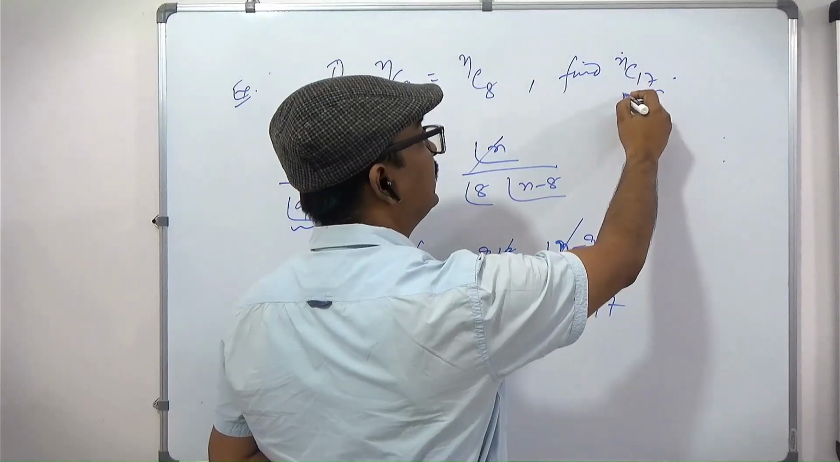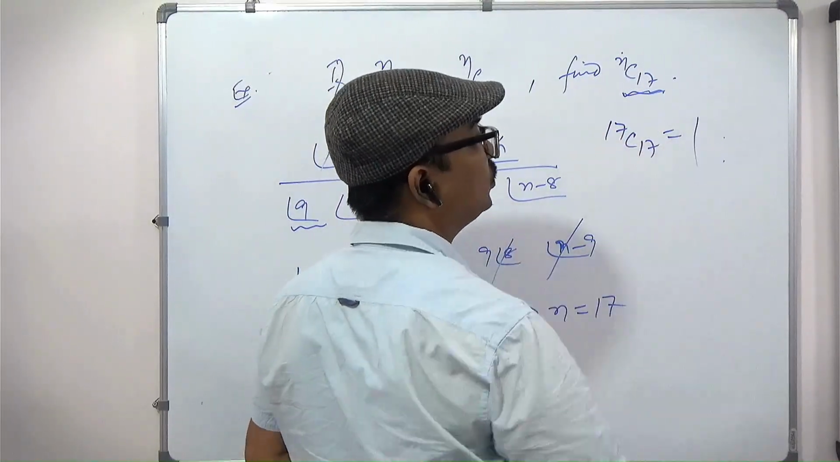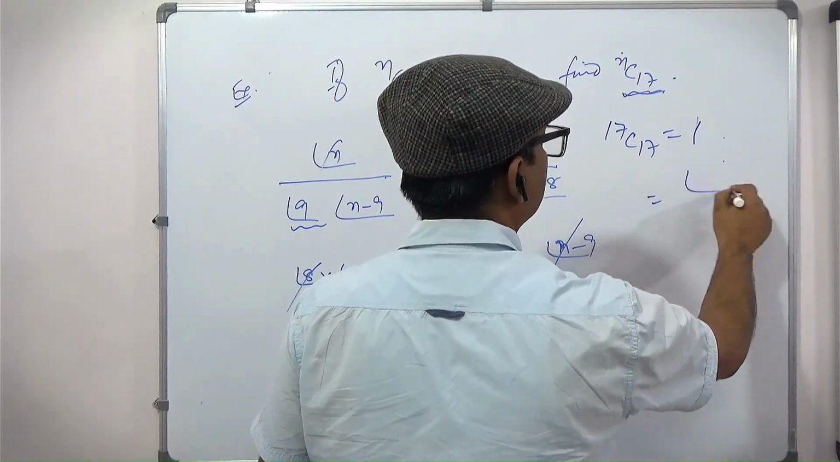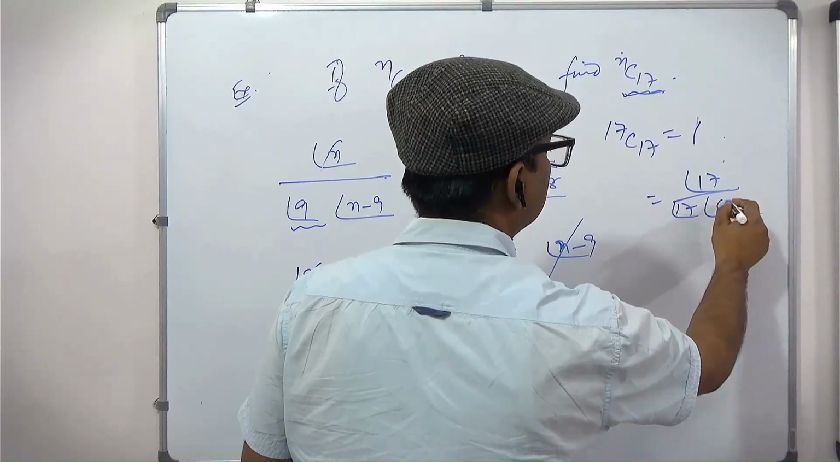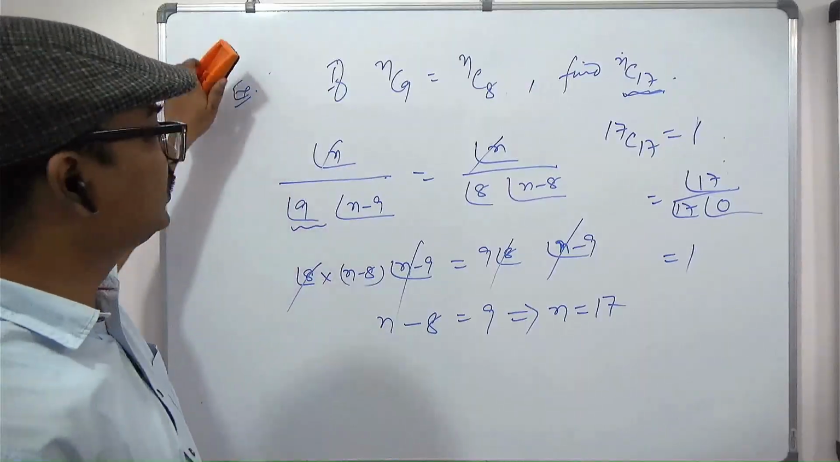Then we have to find nC17, that is 17C17, and we know this is equal to 1. Why 1? Because we will have factorial 17 over factorial 17 times factorial of n minus n, that is factorial 0. This will be equal to 1. So this is our first example.